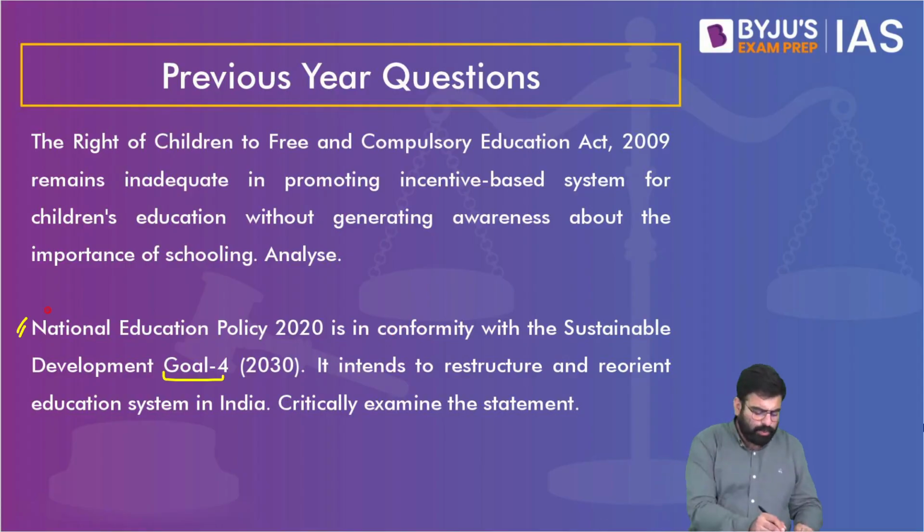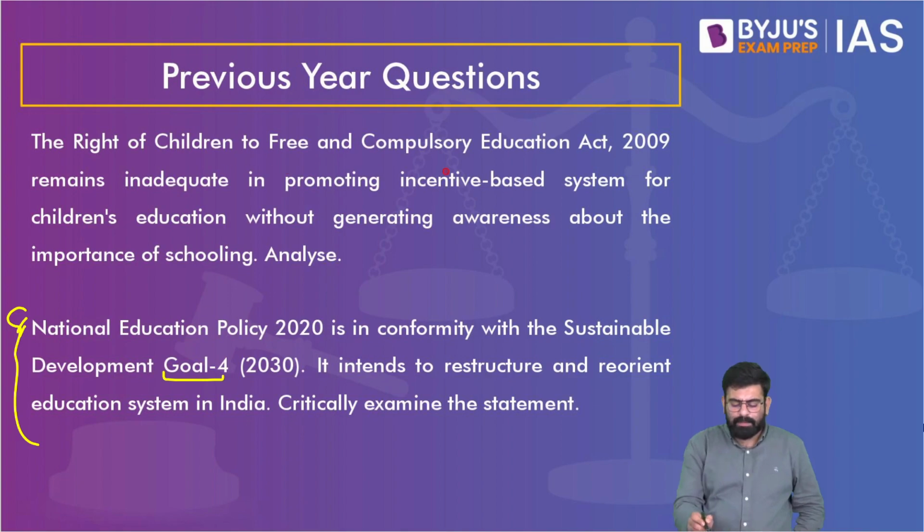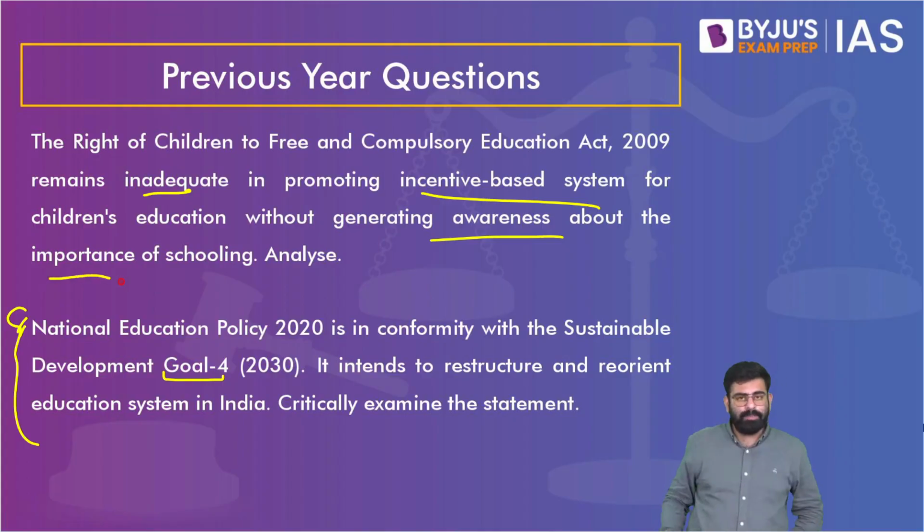We have already looked at this question. The other question is that the right of children to free and compulsory education remains inadequate in promoting an incentive based system for children's education without generating awareness about the importance of schooling. This question is also based on the idea that people are not aware of the significance of education, right? That is the reason students ultimately drop out, because families send them to earn some income since they do not understand the importance of it. Okay, we will come to this question towards the end.